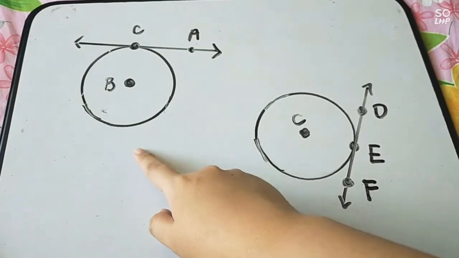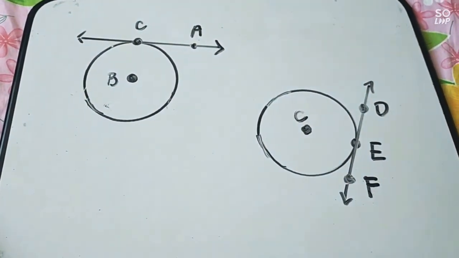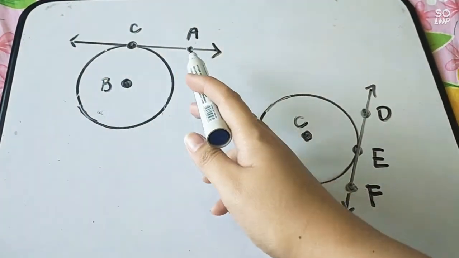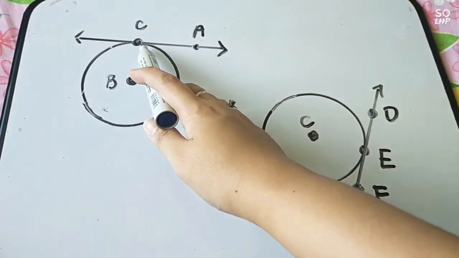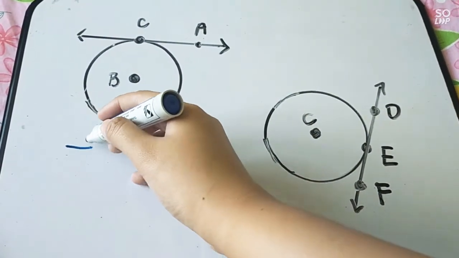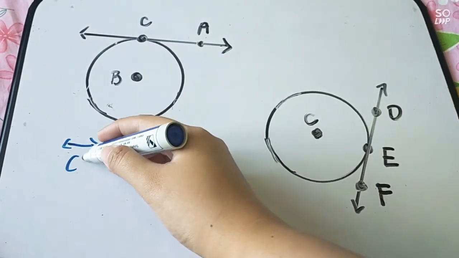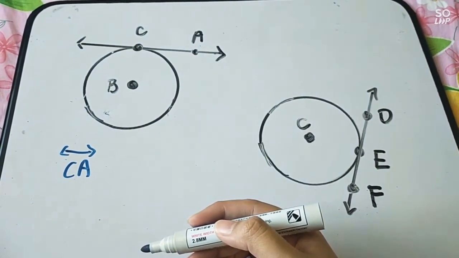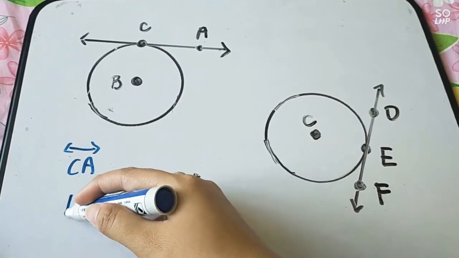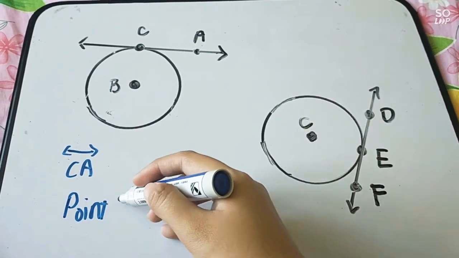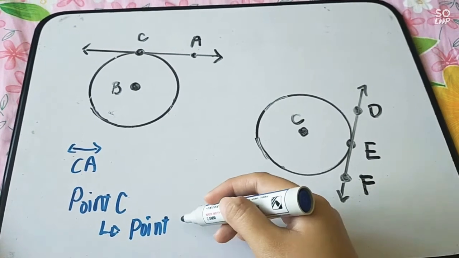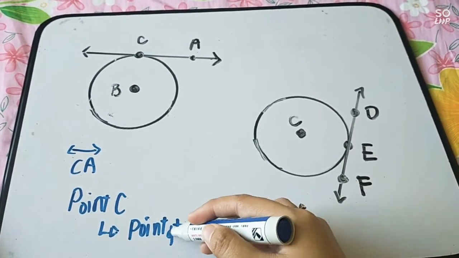Let us name in circle B the tangent line. As you can see, we have here a given line which intersects the circle at exactly one point. Therefore, this line is a tangent line. So our tangent line here is line CA. And the point where the line and the circle intersect is point C. This point C is what you call the point of tangency.